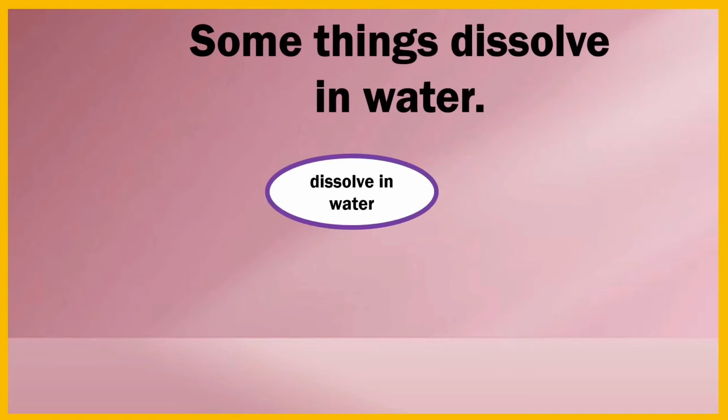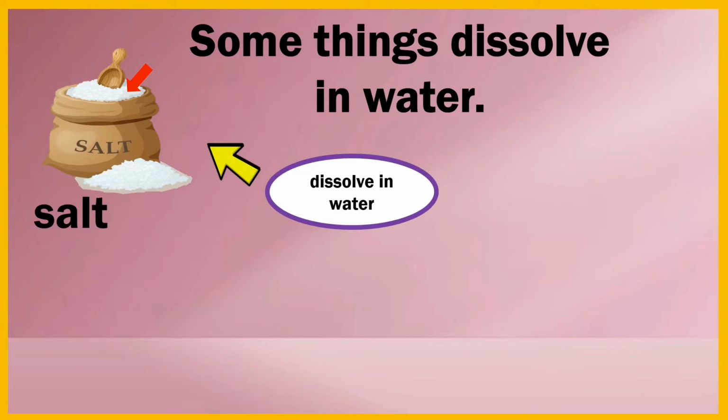So that is the meaning of dissolve. Now let's continue. Now here are some things that dissolve in water. Let's say for example we have salt. Let's spell S-A-L-T, salt. So salt is a white substance that gives a characteristic taste and is used for seasoning or preserving food. As we mix it with our food, it disappears. It dissolves with the water.